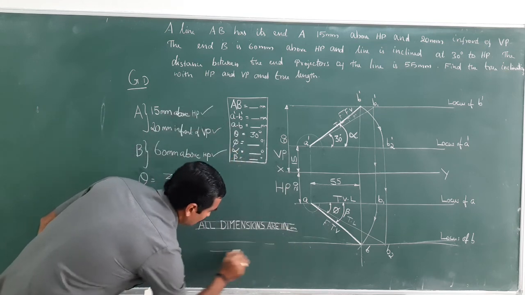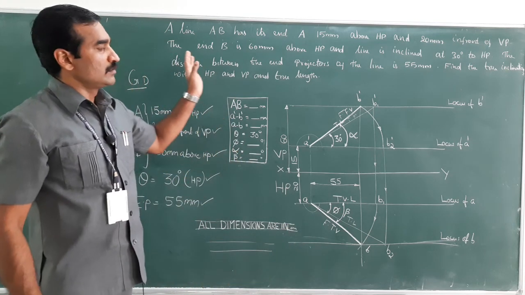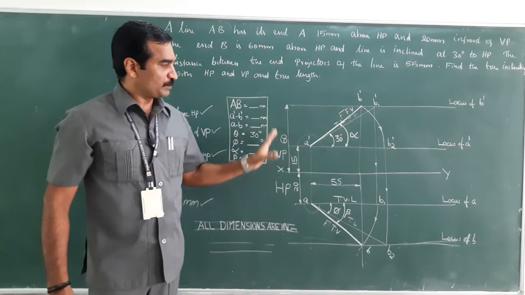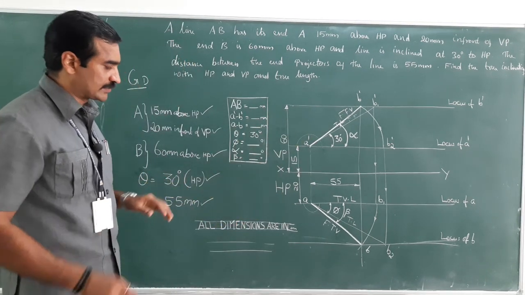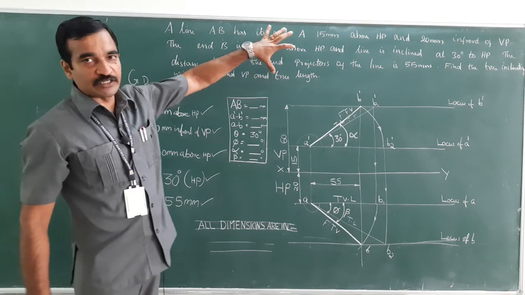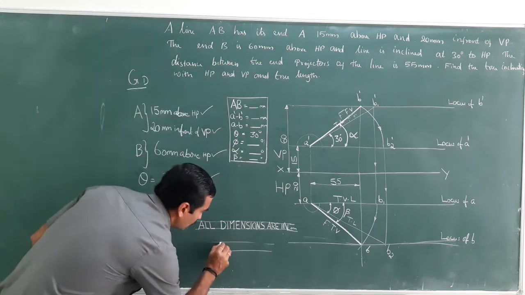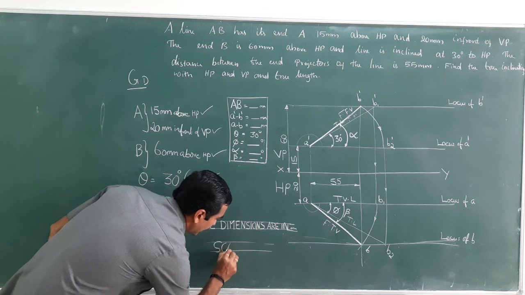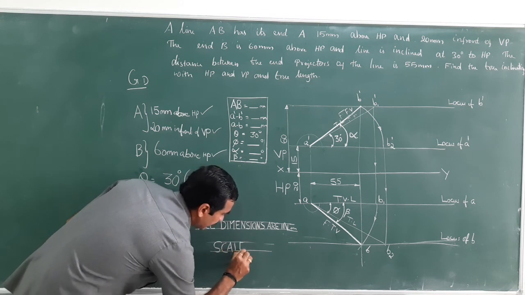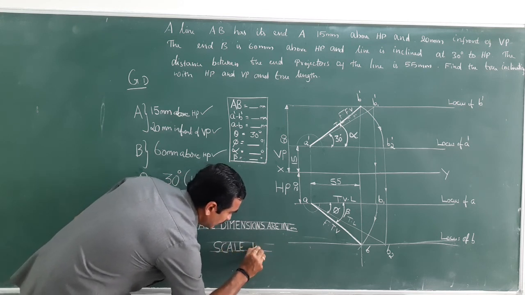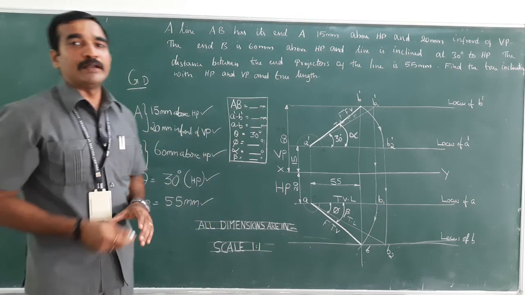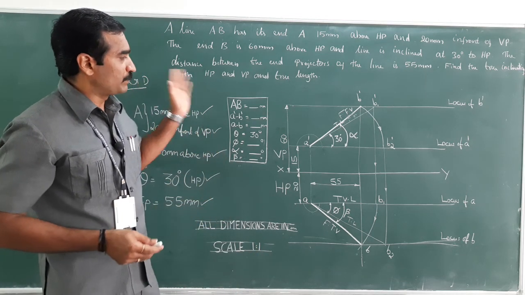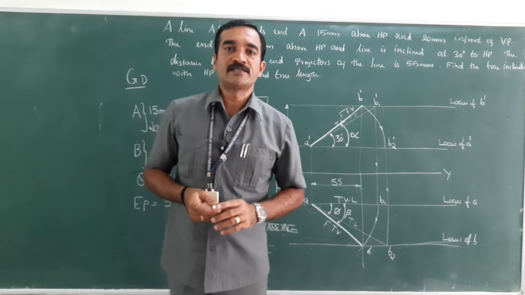Next, the scale you used. Since to construct the projection of the straight line I have not considered any special scaling, whatever actual information was given, the same thing I utilized. Therefore, the scale I used is the actual scale, which is nothing but the true scale 1:1. With this, I have completed the projection of straight lines. Thank you.